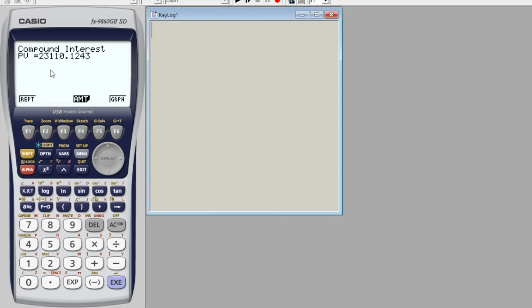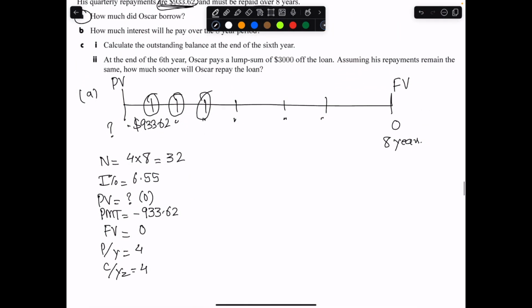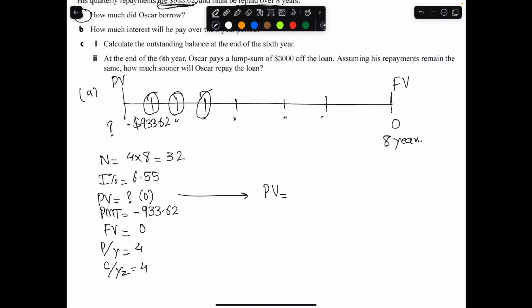But the present value is 23110.12. So the present value is found as $23110.12. This is the present value, and it is positive because this is something that Oscar has borrowed from the bank. So this is cash inflow. So this is the A part, which means how much Oscar borrowed.